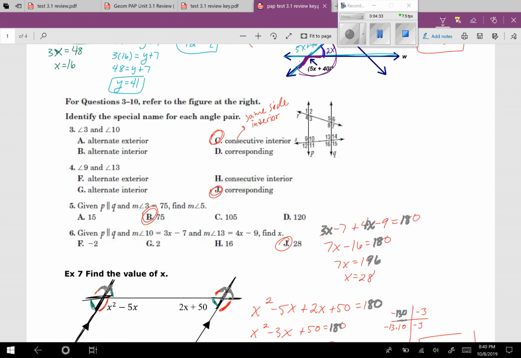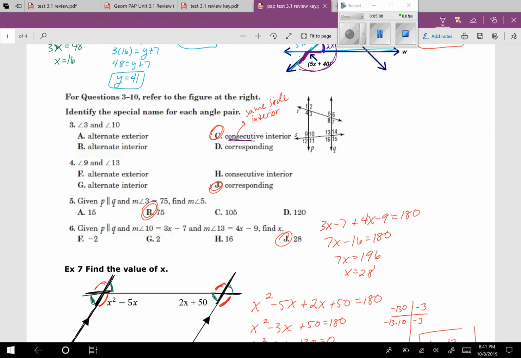All right, number 3, it says angles 3 and 10. So here's 3 and there's 10. They are going to be same side interior because they're between these lines, and they're going along this transversal, so they are same side interior, also known as consecutive interior.